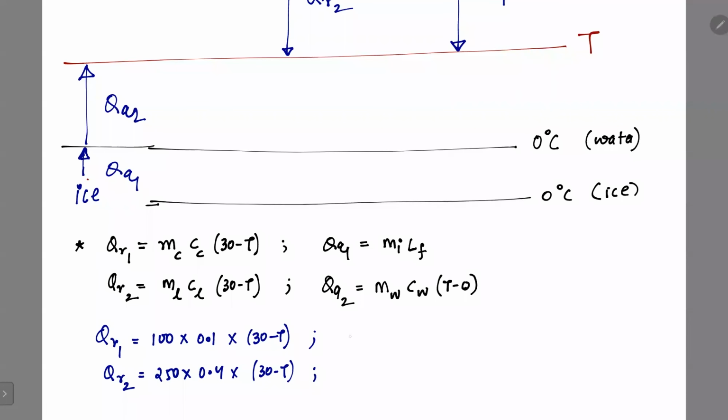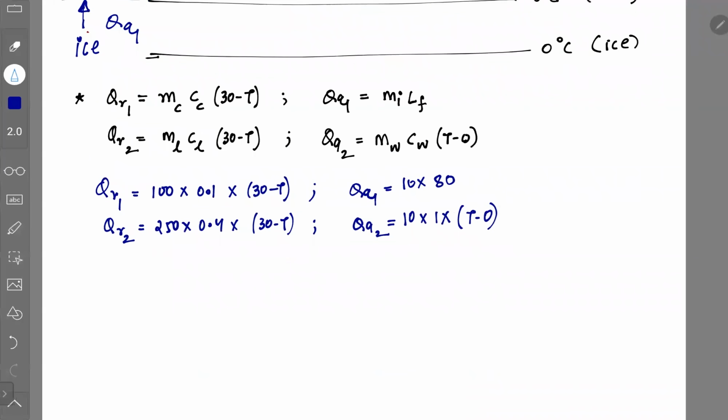All right. So now Q absorbed 1. What is the mass of ice? 10 grams. What is the latent heat of fusion of ice? 80. Q absorbed 2. Don't you think that 10 gram of ice will convert into 10 gram of water only? Yes. So it will again be 10. What is the specific heat of water? 1. What is the change in temperature? T minus 0.